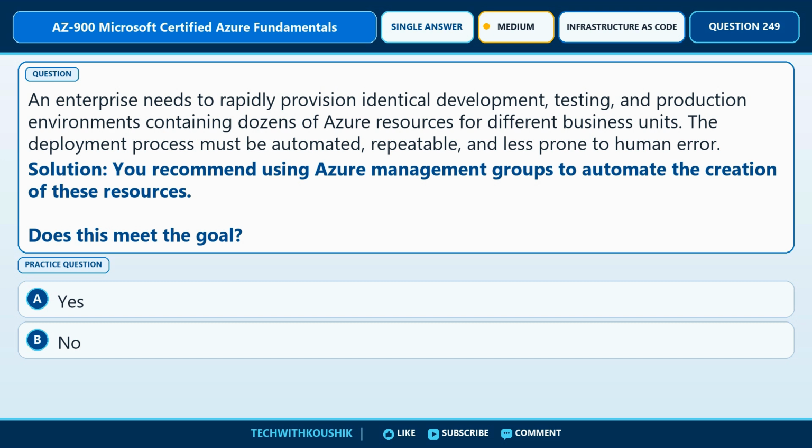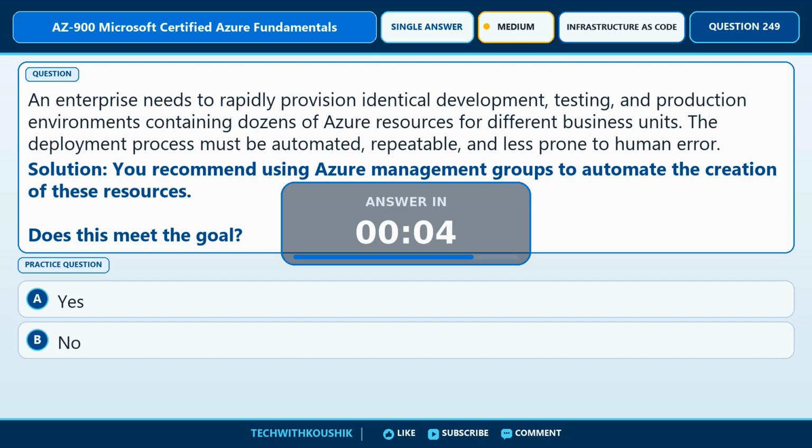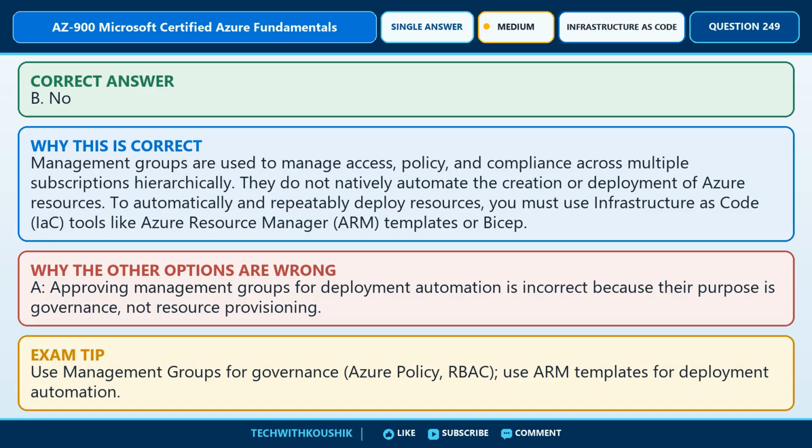Solution: you recommend using Azure management groups to automate the creation of these resources. Does this meet the goal? Compare each option with the requirement. Next, option A, yes. Next, option B, no. The right response is option B, no.